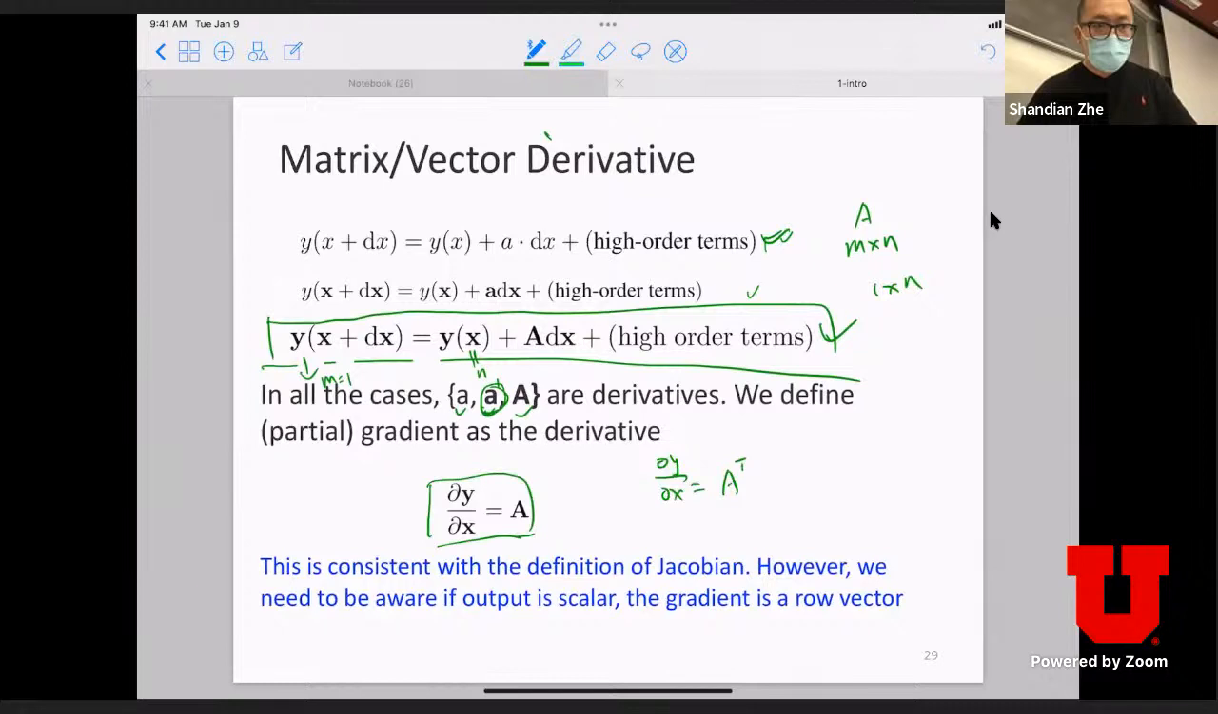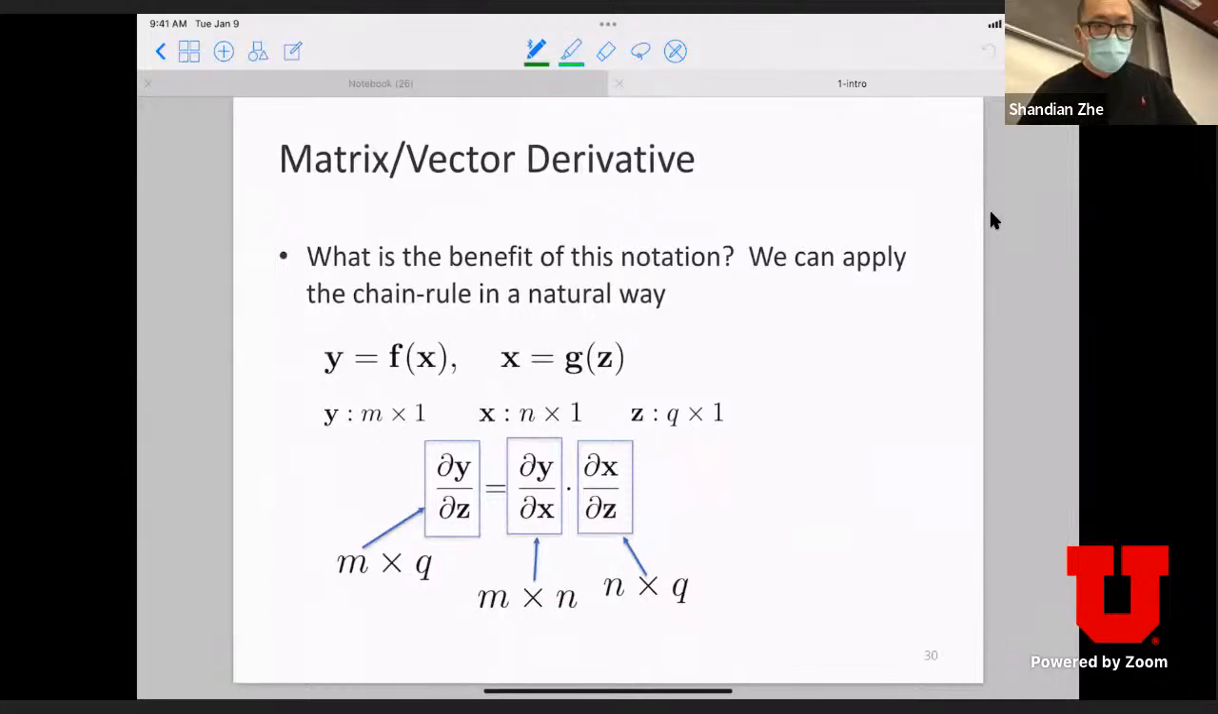But here I want to advocate the Jacobian definition. Why should we stick to the Jacobian definition? The benefit is that we can apply the chain rule in a very natural way. So let us consider this case. Suppose you have a vector function y, m by 1, which is a function of x. x is also a function of z. So y is m by 1, x is n by 1, z is q by 1. So we just follow our notion of gradient and see how we calculate it.